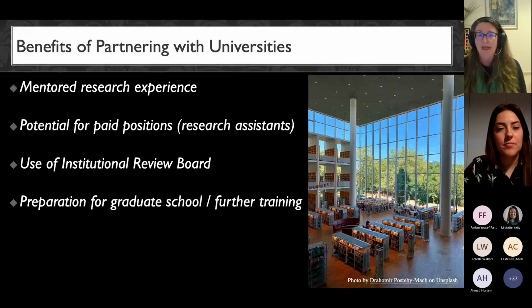There's potential for paid positions as research assistants on projects. Generally, if you're partnered, you can use their institutional review board, so you wouldn't have to set up your own research ethics committee. And it helps you prepare if you think that you might be interested in further graduate school or further training, and gives you an opportunity to stay connected with academia while you're working in the clinical world.